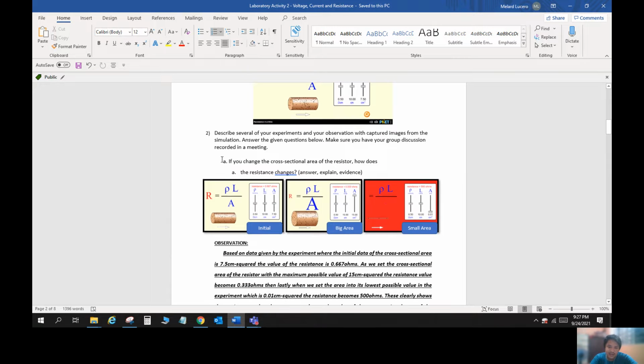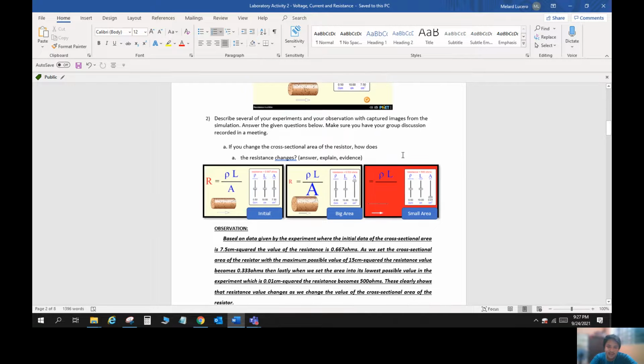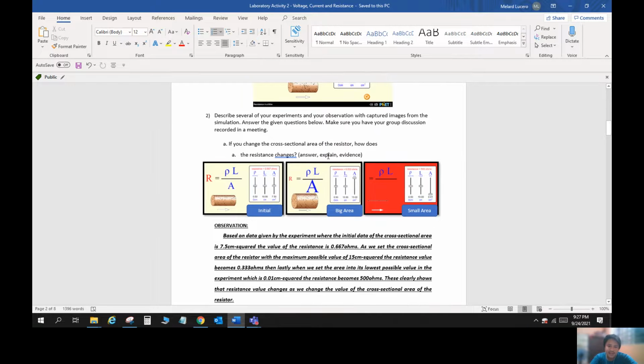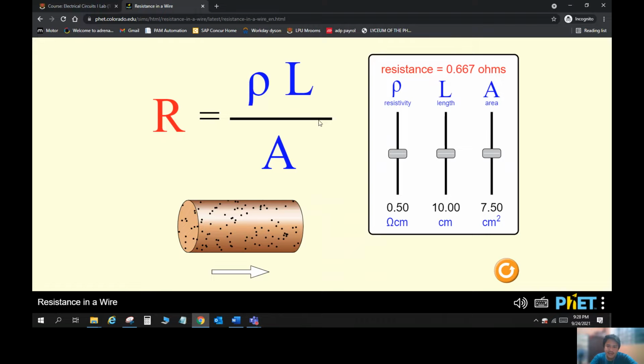First is letter A. If you change the cross-sectional area of the resistor, how does the resistance change? So we have here the steps or the experiments we have done. Let's do this. We are with the cross-sectional area. This cross-sectional area is the diameter of the conductor.